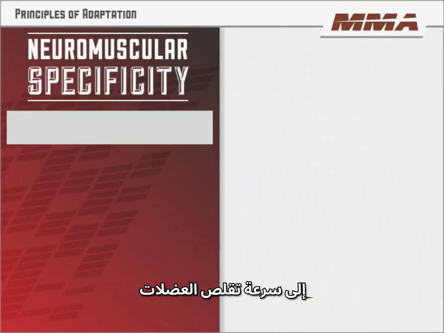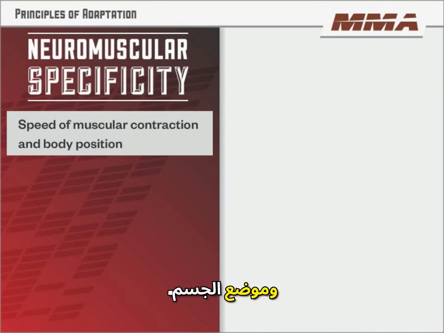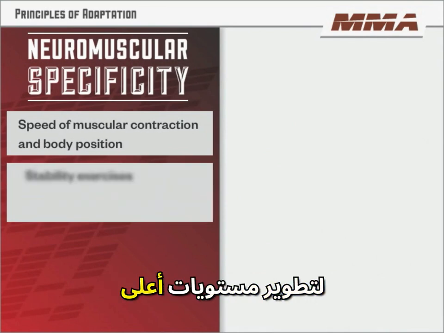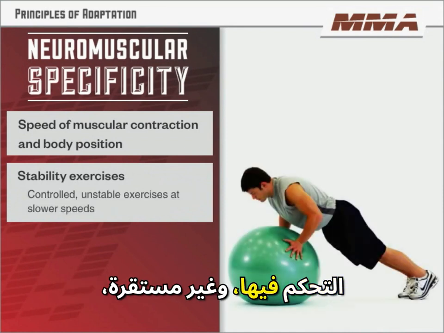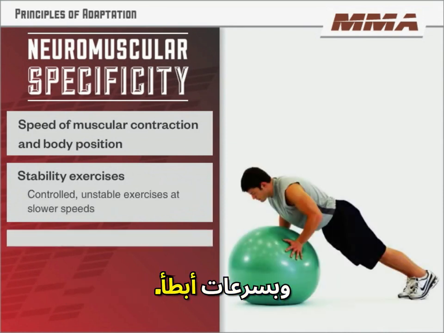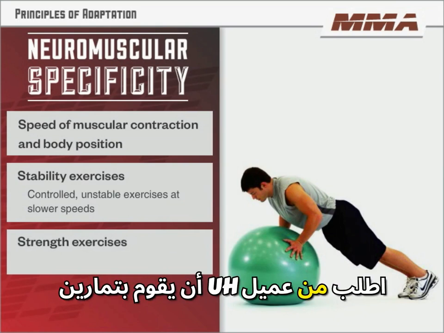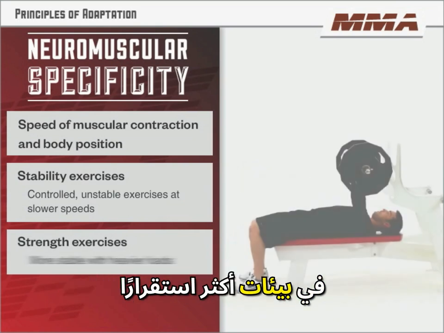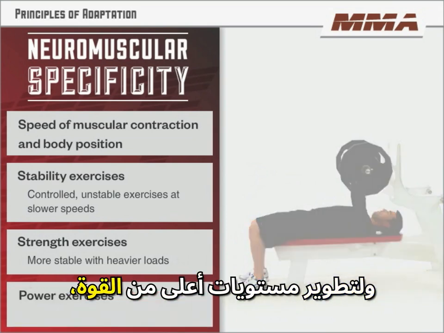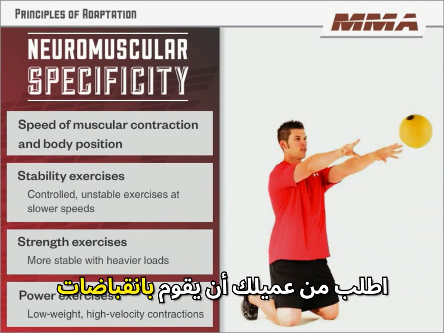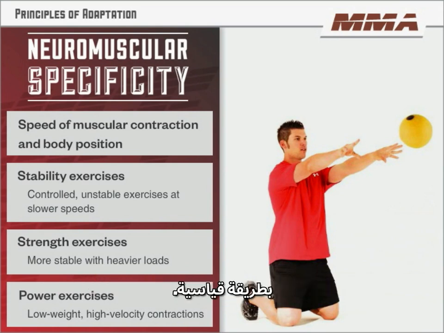Neuromuscular specificity refers to the speed of muscular contraction and body position. To develop higher levels of stability, have a client perform exercises that are controlled, unstable, and at slower speeds. To develop higher levels of strength, have a client perform exercises in more stable environments with heavier loads. And to develop higher levels of power, have your client perform low-weight, high-velocity contractions in a plyometric manner.